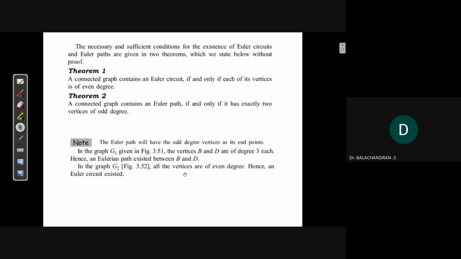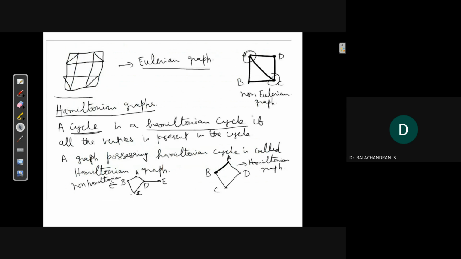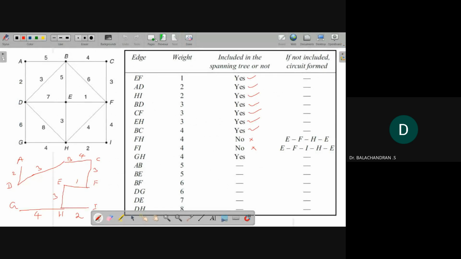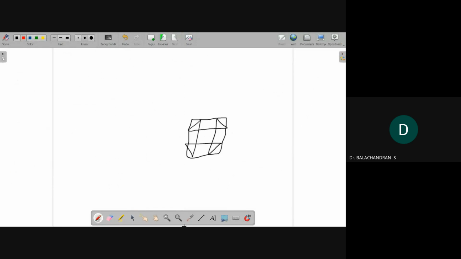In G2, as already discussed, all the vertices have even degree, hence an Euler circuit exists. Next concept. Actually, this is an Eulerian graph. This one is not Eulerian. Maybe I need to draw this graph. Maybe this is useful, that's why I'll draw this one.